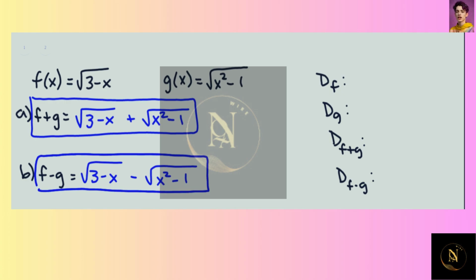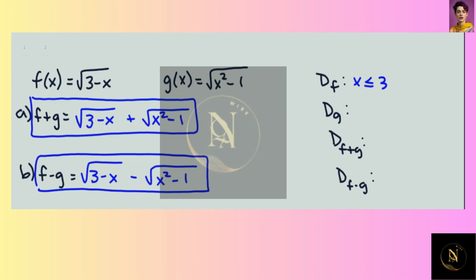So what's the domain of f? Well, we know that we have to have the square root of a non-negative number, so it has to be the square root of 0 or a positive. So that means that x could be 3 or anything less than 3, but not more. So the domain of f is x is less than or equal to 3.